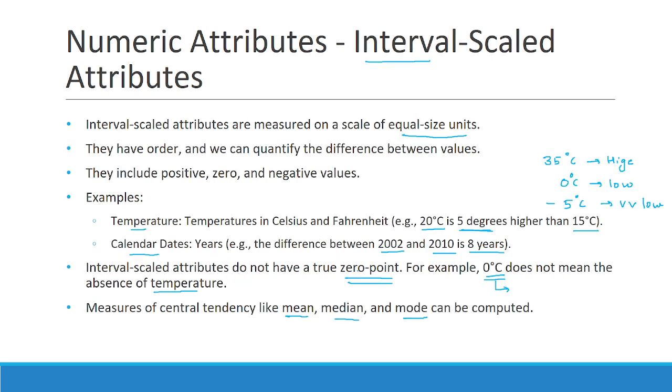Okay. Now, can you give me some more examples of interval scale attributes? Try to think.